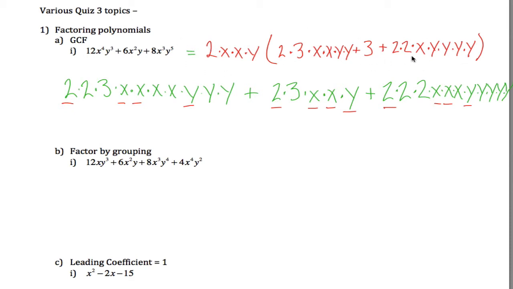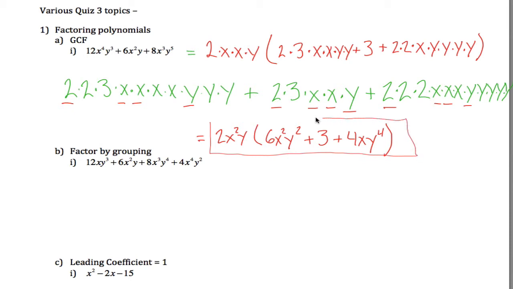Typically, you don't leave it in this ugly form right here. You say 2 times x times y can be written as 2x squared y. And 2 times 3 times x times y, I could say is 6x squared y squared. And I got that 3. And then I got 2 times x times y times y times y times y. In other words, 4xy to the 4th power. And so factoring out my greatest common factor brings me to this right here, which is my final answer.